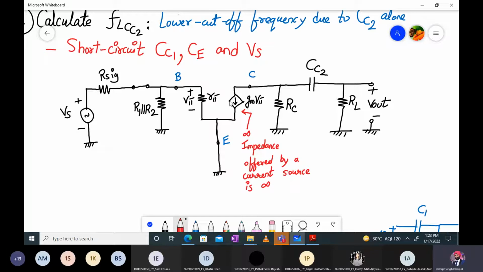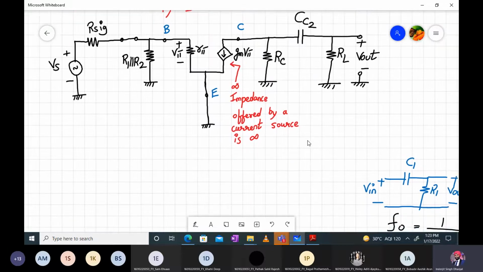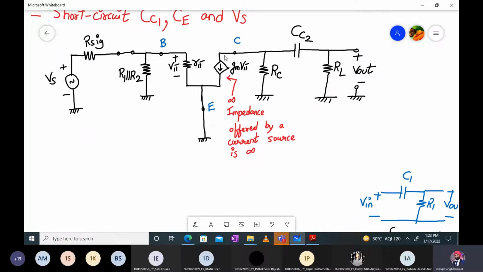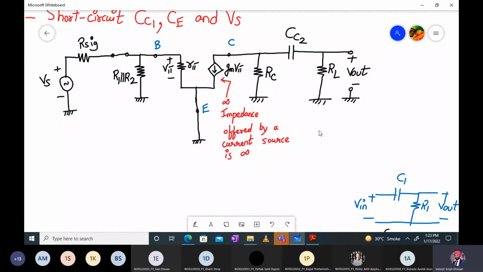So what do we see? Between the collector and emitter, we have an infinite impedance source. What will happen to this circuit now? Can anyone guess? If the impedance looking into the gm into V pi current source is infinite, then how will the circuit represent itself now? How will it look?